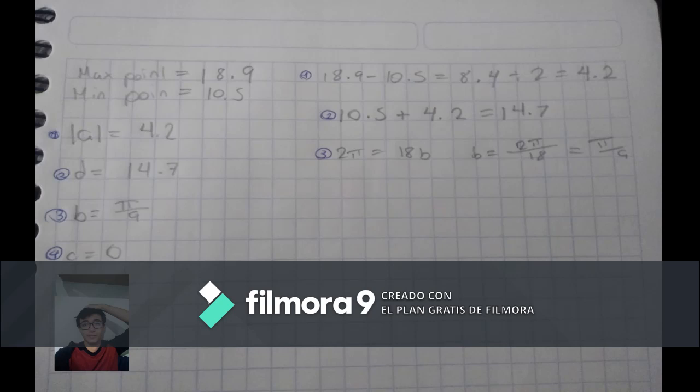If we write everything together, it will give us 4.2, which is a, times sine of bx, which is pi over 9 times x. C is 0, so there's no phase shift, so we close the parentheses, and we then put the vertical shift, d, that is 14.7, so it would be plus 14.7, and that's the equation that we get.